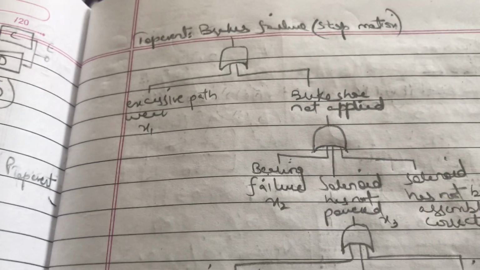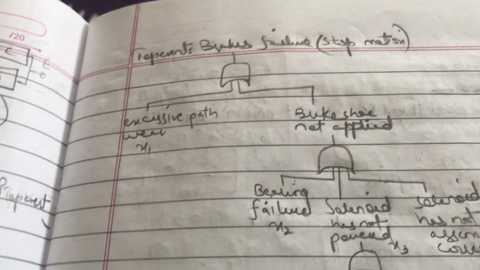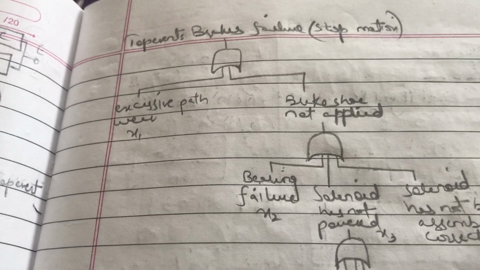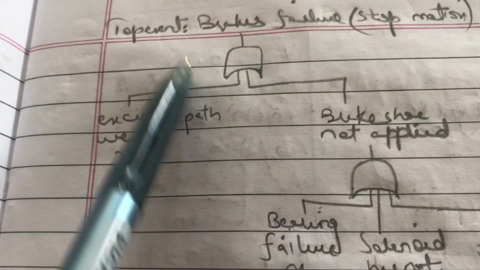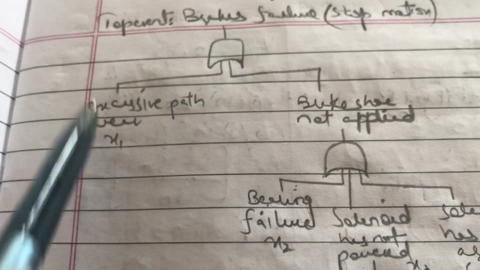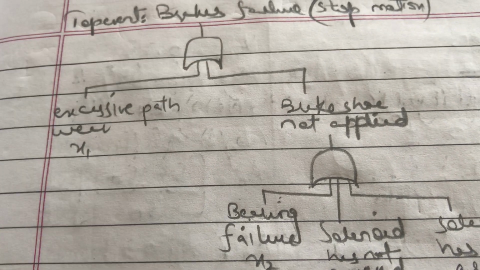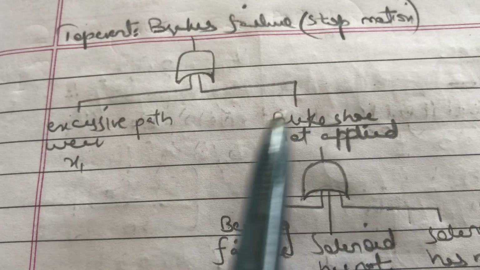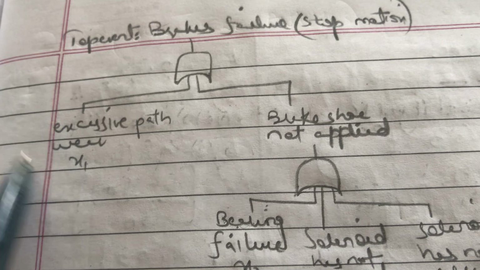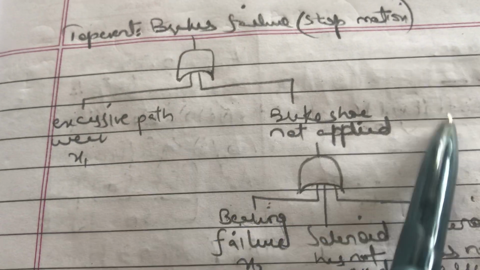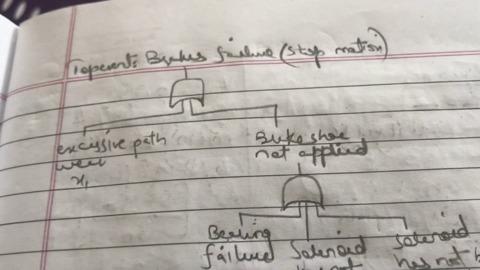So what are the possibilities of getting our brake fail? When brake fails there would be no motion in the system. Obviously we draw it in the form of OR gate. And what are those possibilities? Either excessive pad wear, or brake shoe not applied. So this is the separate possibility, excessive pad wear, or either our brake shoe not applied.